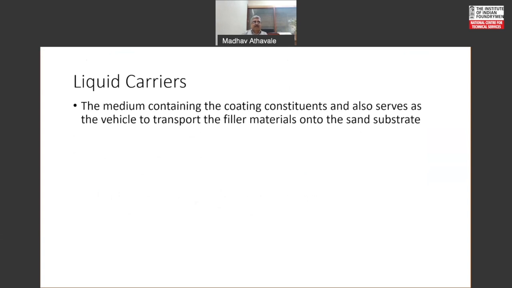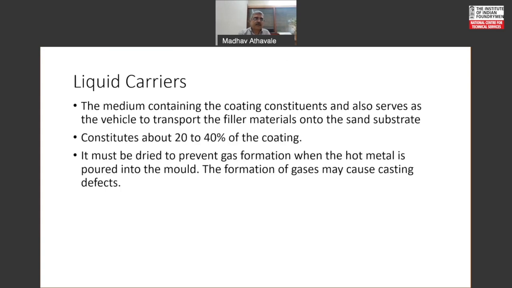Now, the liquid carrier is a medium which contains the coating constituents. It also serves as a vehicle to transport the filler material onto the sand substrate, which is straightforward. It can constitute about 20 to 40% of the coating depending on the formulation that we are using. It has to be dried and removed to prevent gas formation when the hot metal is poured in the mold, because formation of gases may cause casting defects.